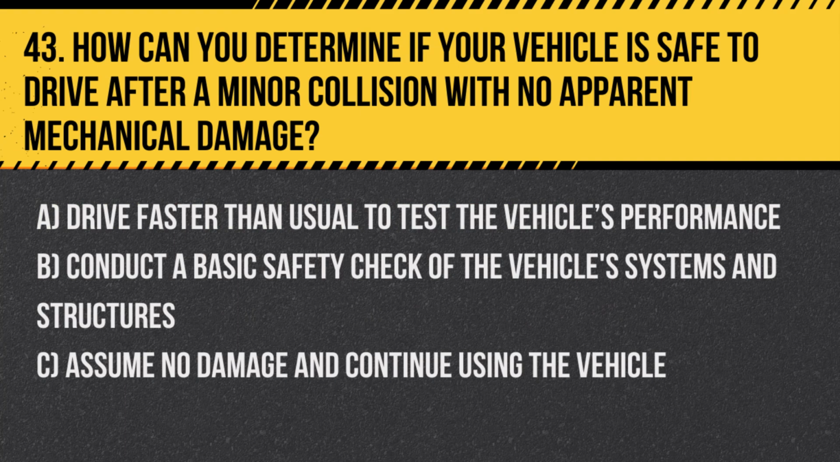Question 43. How can you determine if your vehicle is safe to drive after a minor collision with no apparent mechanical damage? A. Drive faster than usual to test the vehicle's performance. B. Conduct a basic safety check of the vehicle's systems and structures. C. Assume no damage and continue using the vehicle. Answer: B. Conduct a basic safety check of the vehicle's systems and structures. It's important to verify that all critical systems like brakes and lights are functioning properly.